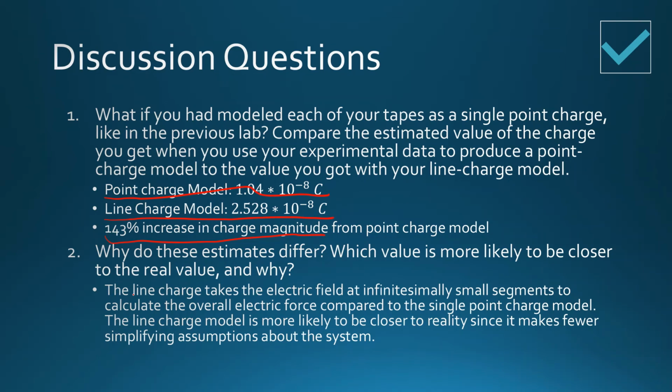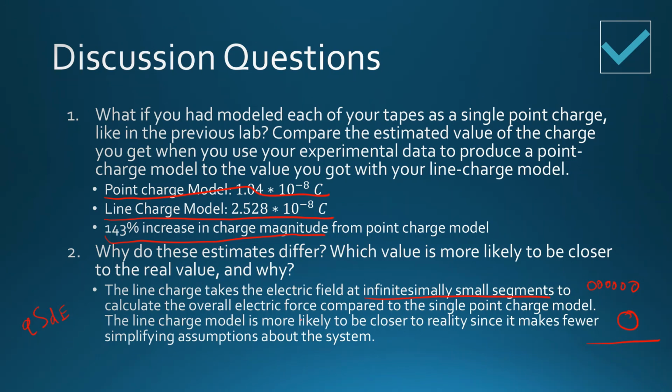And these values differ because the line charge takes the electric field at infinitesimally small segments, all those small spheres that we saw on the diagram of the previous slide, to calculate the overall electric force as integral dE times Q, compared to the single point charge model, which assumes that all of the charge is in one single point rather than distributed on a line like the real-life system.